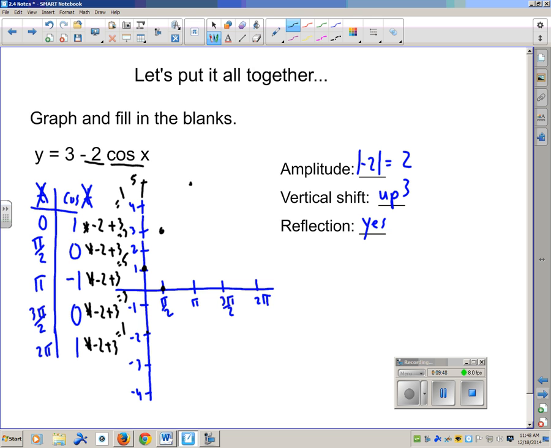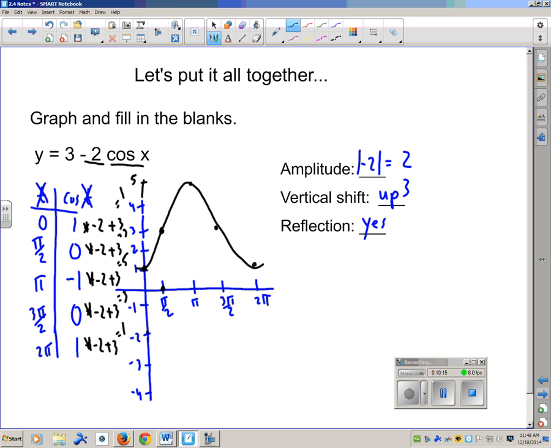And then at 3 pi over 2, normally I'm here at 0, so I have to multiply that by -2, so I'm staying there, and I'm going to move it up 3: 1, 2, 3. And then at 2 pi, normally I'm up there at 1. I got to multiply that by -2, so I'm down here at -2. And then I got to move it up 3: 1, 2, 3. So now I can simply connect those, and there's my graph.